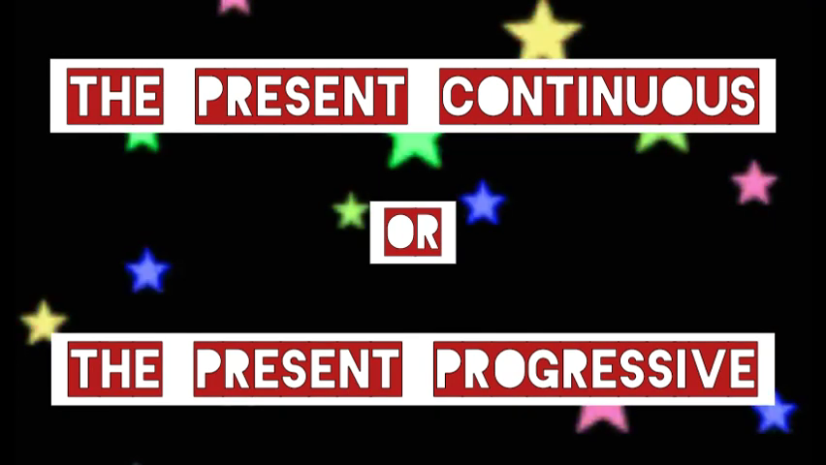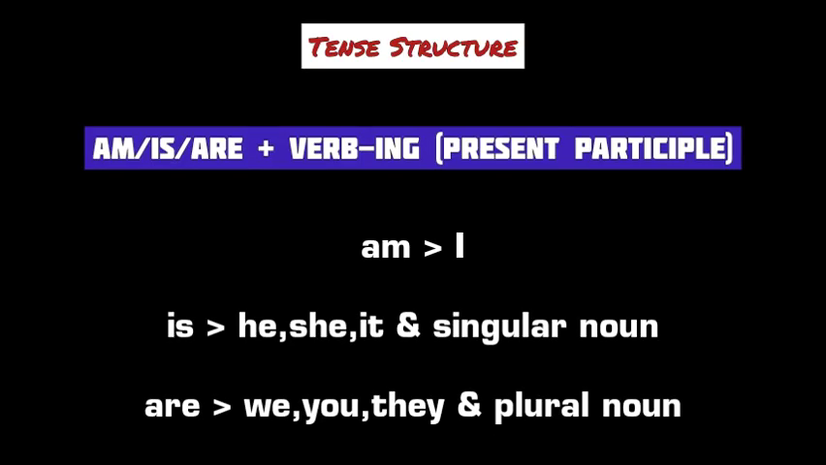Today's lesson is the present continuous or progressive tense. The structure or verb form of the present continuous is am or is or are plus the fourth form, or the ing form, of the verb. The auxiliary verb am is used for I, is is used for he, she, it or any singular noun, and are is used for you or we or they or any plural noun.